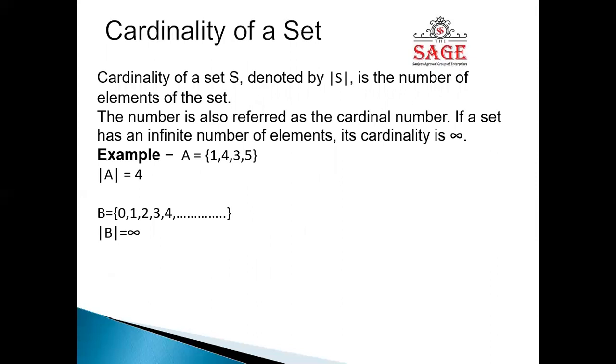Now we discuss the cardinality of a set. Cardinality defines the total number of elements of the set. It is represented as |S|, using two vertical lines, and this number is also referred to as the cardinal number. For example, if a set A has 4 elements, the cardinality of set A is 4. If the elements are unlimited, that is infinite, the cardinality of the set is infinity.